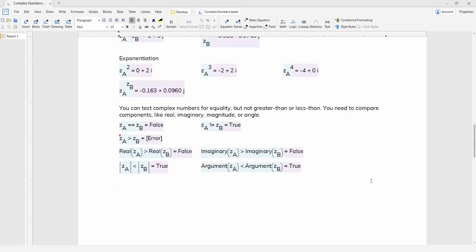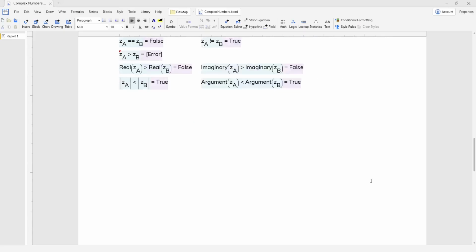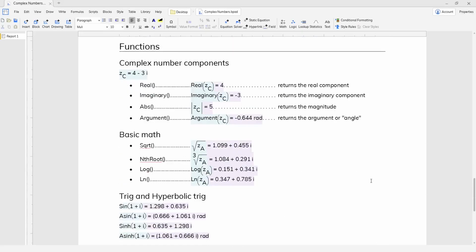Now, when testing complex numbers for equality, you can test if two complex numbers are equal or not equal, but you can't test for greater than or less than. If you really need to compare complex numbers, you'll have to compare their components, like the real or imaginary component taken by those functions. Speaking of those functions, I have them listed down here.